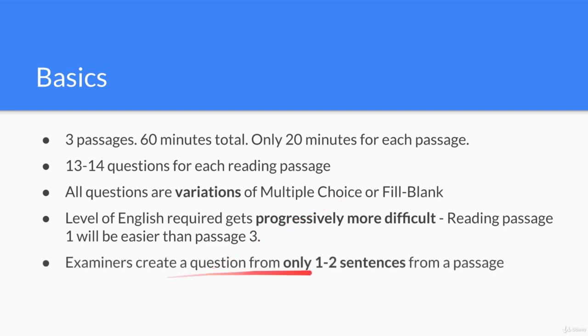Next, and this one is an important point: examiners are going to create a question from only 1 to 2 sentences from a passage. When you get the reading test, you're going to see a passage with several paragraphs and several sentences per paragraph. But for each question that you see on the test, the answer can be found in just 1 or 2 sentences from the passage.